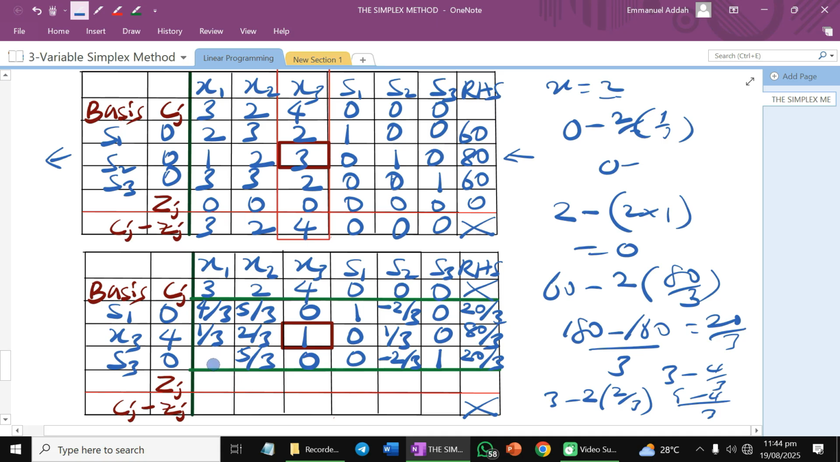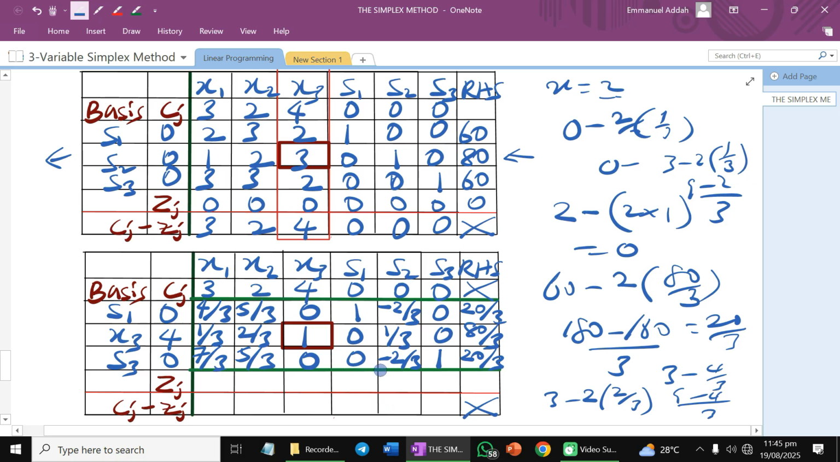Then the next one, where's the corresponding position? That is 3 here. So this is going to be 3 minus 2 times 1 over 3. LCM is 3, so 9 minus 2, which is 7 over 3. We've gotten the row. So the next thing is to compute the Zj values and the rest of them.